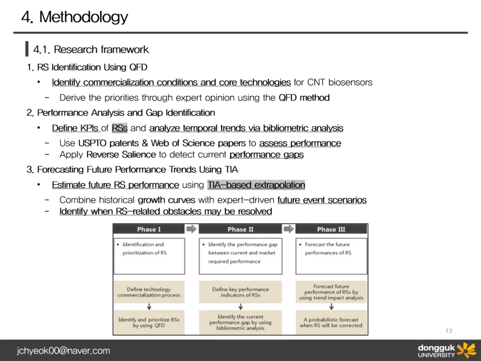Using patent and paper data, the study analyzes performance trends over time and applies the reverse salient framework to identify the current performance gap of key RS for commercialization. The final step involves future forecasting and performance gap trend analysis using TIA. Here, future performance is predicted using growth curve and period-based models, while expert opinions are incorporated to estimate the timing of RS resolution and to examine future trends in performance gap reductions.